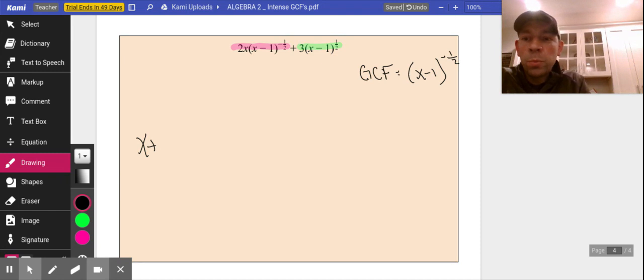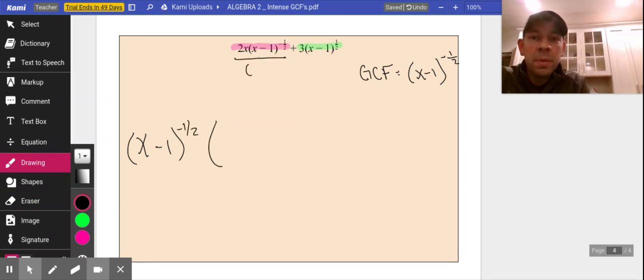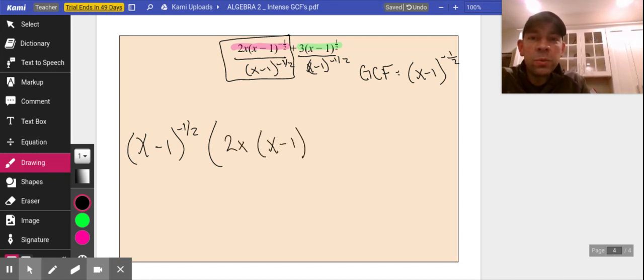x minus 1 to the negative 1/2. All right, let's divide this guy by x minus 1 to the negative 1/2. And then we'll just write that one in as well. Divide. So, okay, if I divide here, I get a 2x, and then I get the quantity x minus 1 to the 0. And then if I divide these guys, I'm going to get 3 times x minus 1.